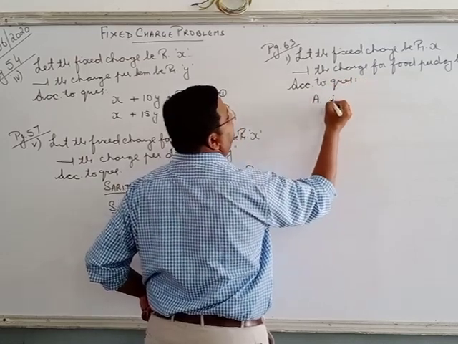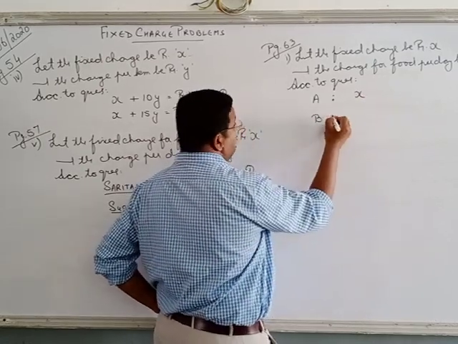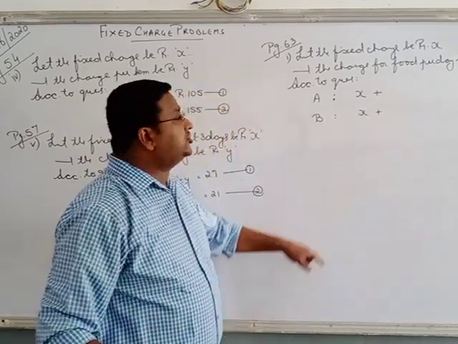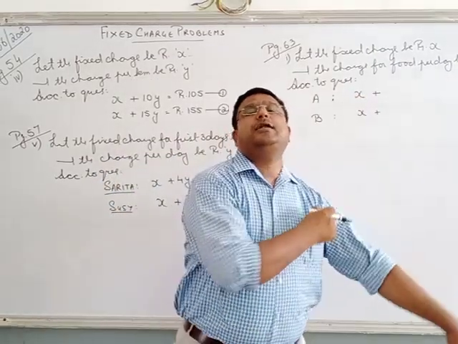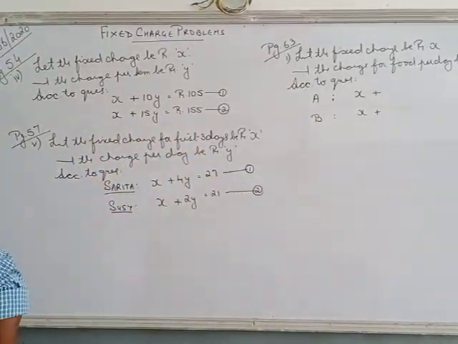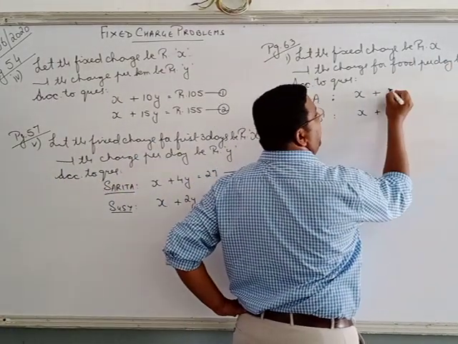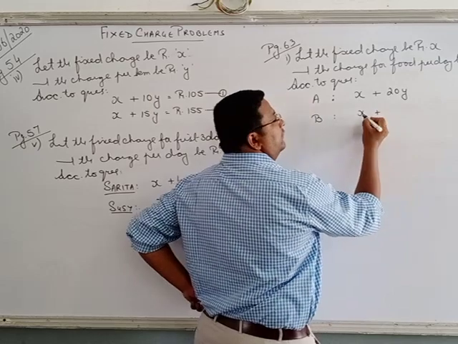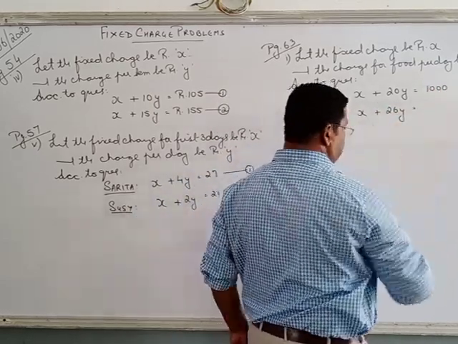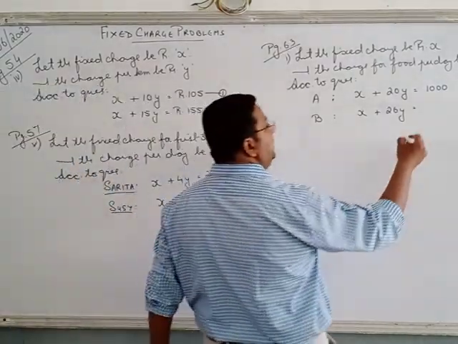First student A. Definitely, does she have to pay the fixed charge? Yes. B is also supposed to pay the fixed charge X. But now, their charges vary according to the number of days they have taken food. A takes food for 20 days, whereas B takes food for 26 days. So for 1 day it is Y rupees, for 20 days, 20Y. For 26 days, 26Y, and together it is 1000. Whereas the other one it is 11.